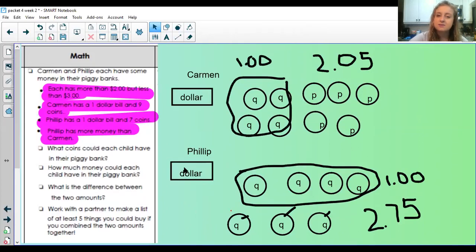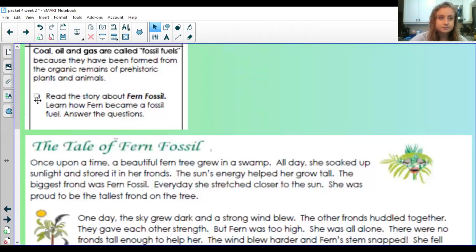So that's how you solve this. Your answer, again, will probably look different than mine, but as long as it's between $2 and $3, Carmen has $1 bill and 9 coins, Philip has $1 bill and 7 coins, and Philip ends up with more money than Carmen, then you are good. That was a long problem.